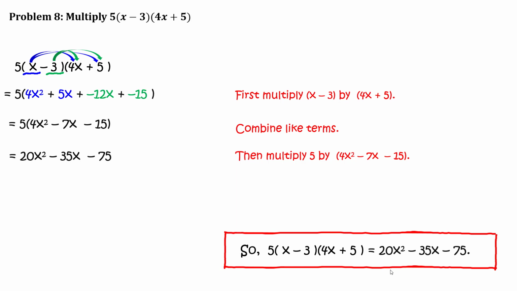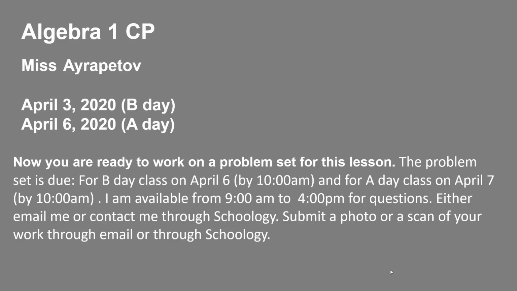All right. So when you're multiplying 3 things, you just have to remember to multiply them 2 things at a time. Okay. All right. Now you're ready to try a few of these problems on your own.